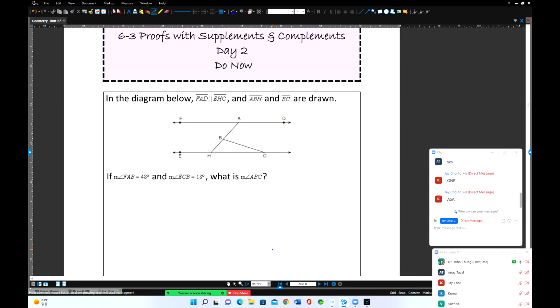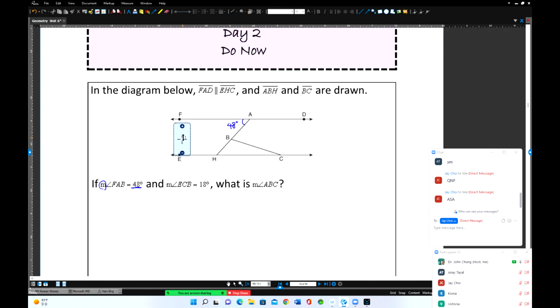Okay, let's try just one. I'm going into focus on more proof. Just try this one. Angle, this is the measure, means what? The number, right? FAB, this measurable angle is 48 degrees. I'm going to make it bigger. That's better.